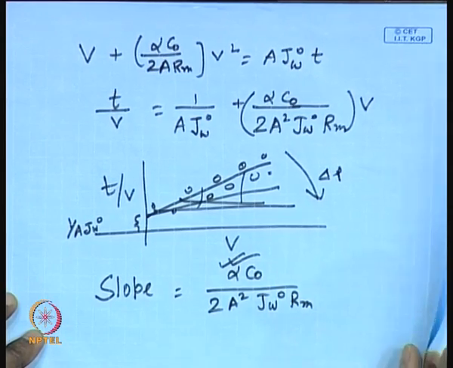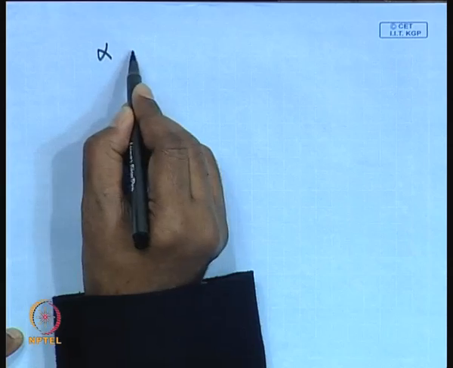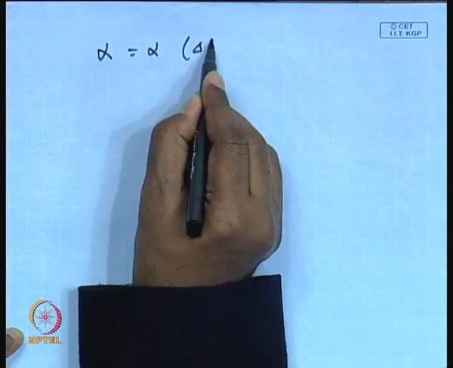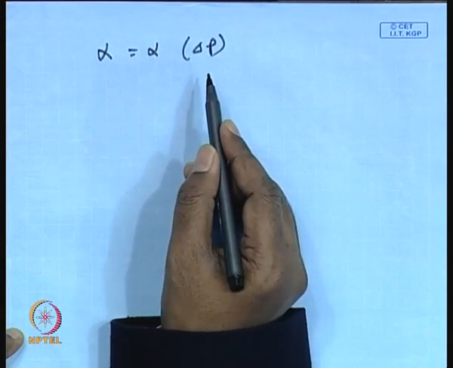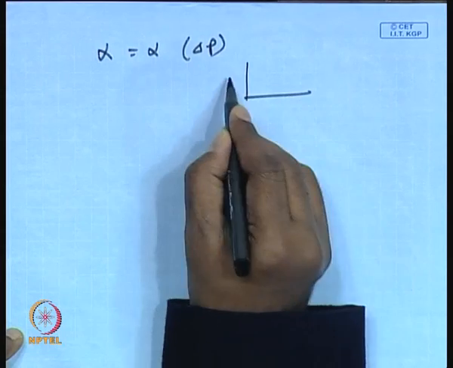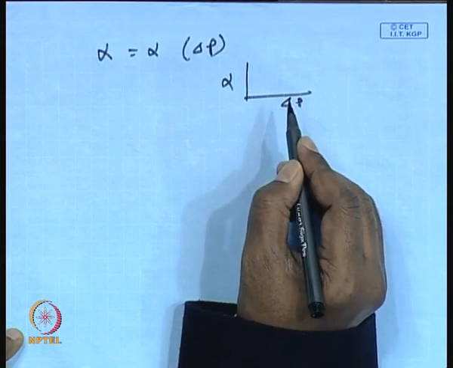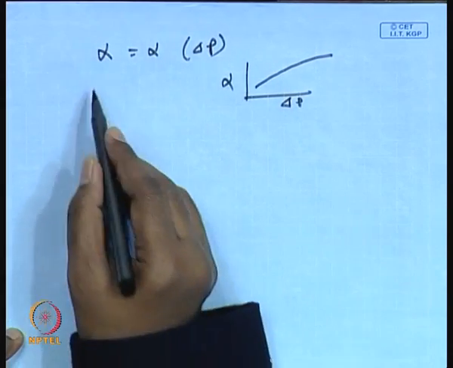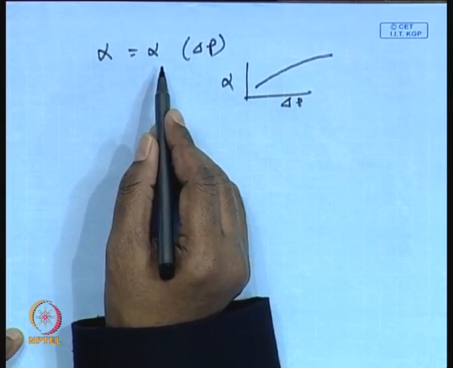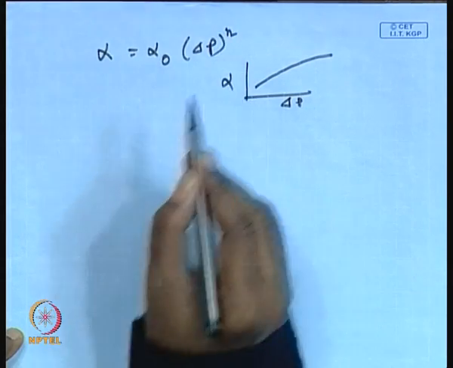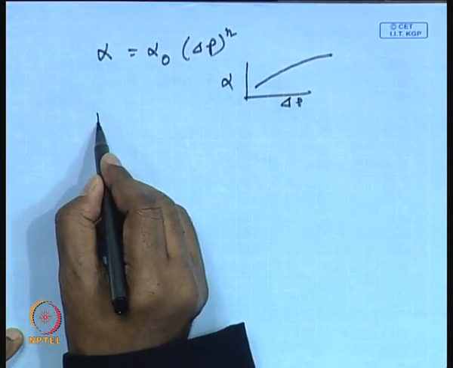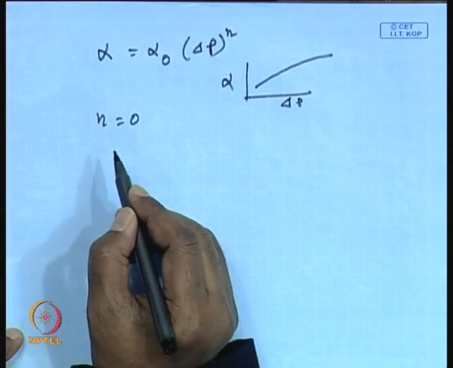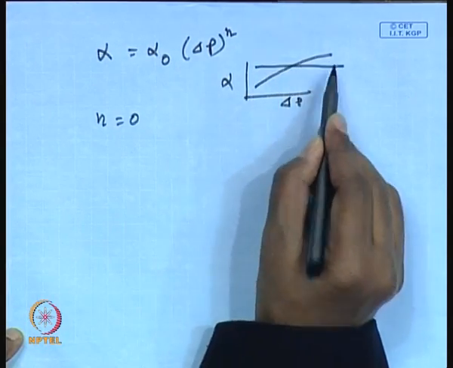Okay. So, therefore, by conducting the batch cell experiment under various pressure, one can get alpha as a function of pressure. That means, for various pressure you can get the value of alpha, then you plot the value of alpha versus delta P. Okay. It may be a plot something like this. So, that means alpha can be expressed as alpha naught times delta P raised to the power n. If this n is equal to 0, then alpha is invariant with delta P.